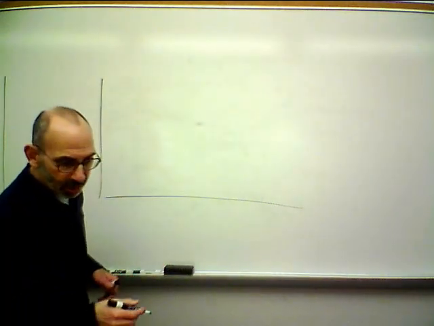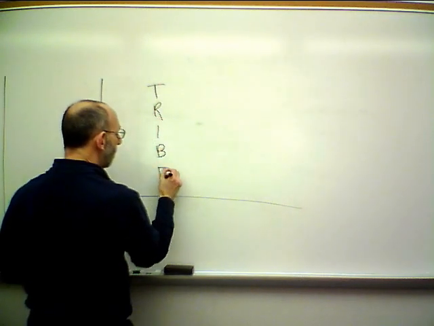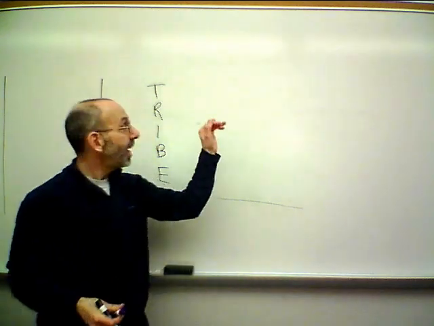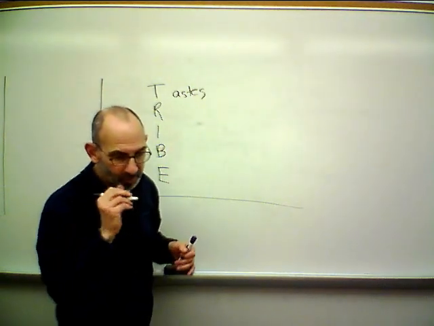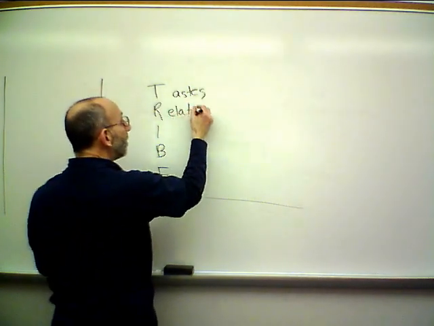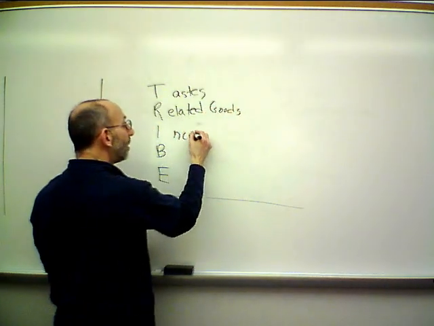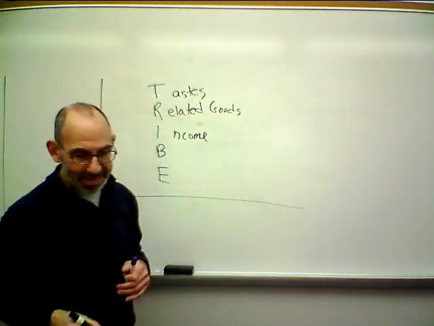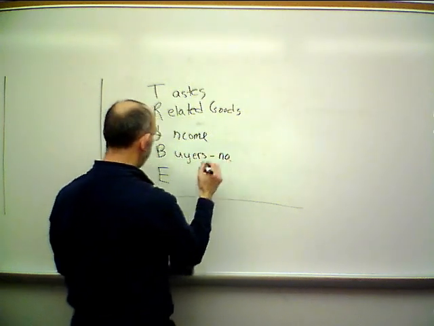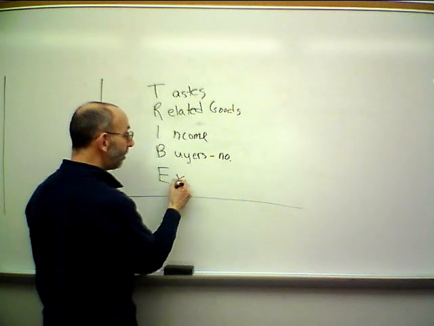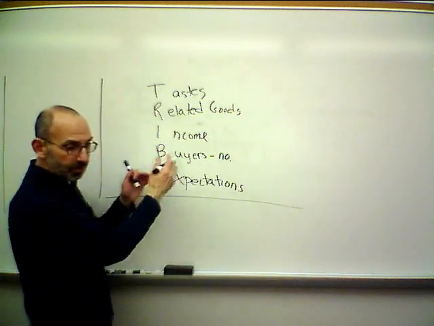So for demand curves, we'll talk about TRIBE. T, consumer tastes. R would be related goods. I, income of consumers, more money, more purchases. B, the number of buyers, and E is expectations. What's going to happen in the future? And depending on how these change, the demand curve will shift in space.